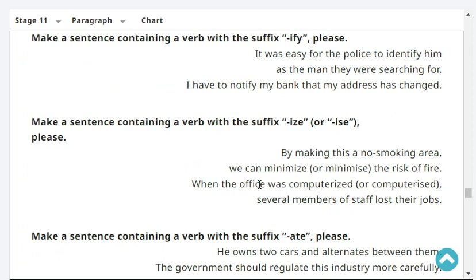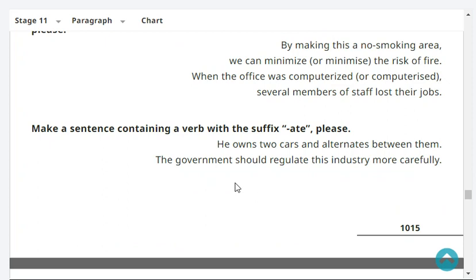Make sentences containing a verb with a suffix ize, please. By making this a non-smoking area, we can minimize the risk of fire. When the office was computerized, several members of staff lost their jobs.